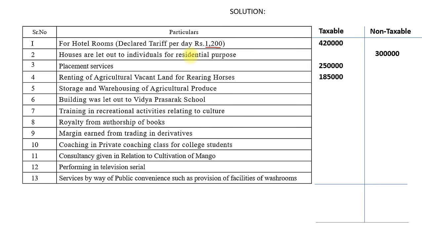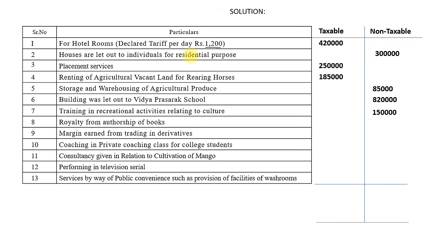Storage and warehousing of agricultural produce: anything related to agriculture is exempted, so it's non-taxable. Building was let out to Vidya Prasharak school. This is a government-based school. Anything government related is exempted, so non-taxable. Teaching and recreational activity relating to culture, traditional cultural activity, GST cannot be applicable, so non-taxable.